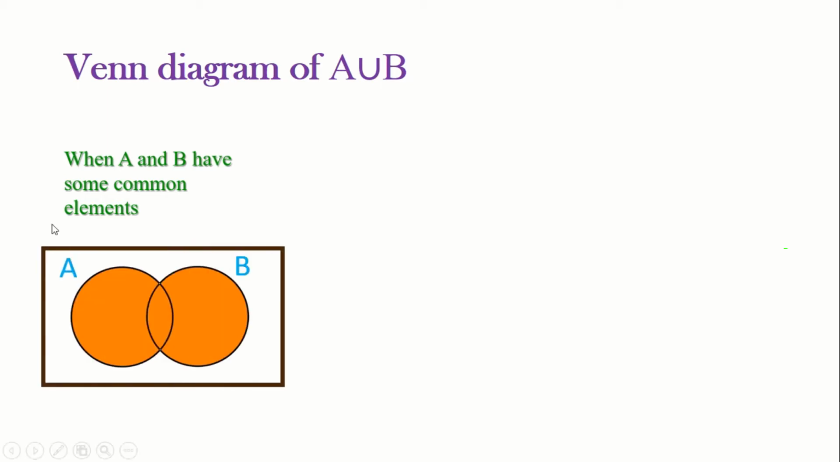Now let's see the Venn diagram of A ∪ B. When the two sets A and B have some common elements, then the Venn diagram of A ∪ B is given in this figure. Here the orange color shaded portion represents the set A ∪ B.